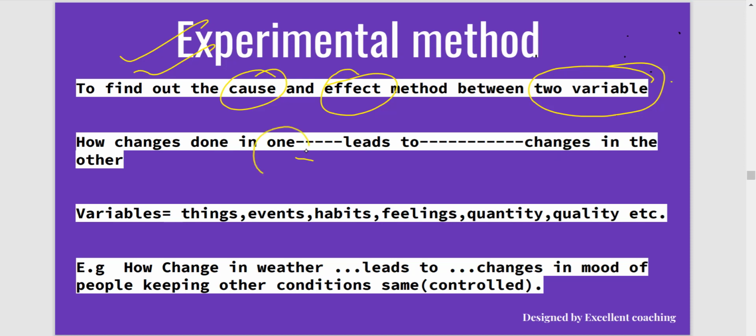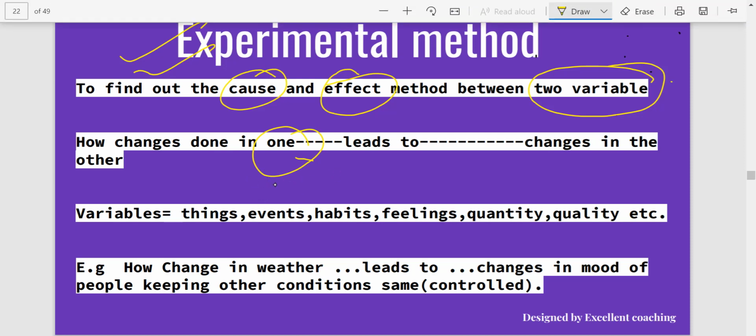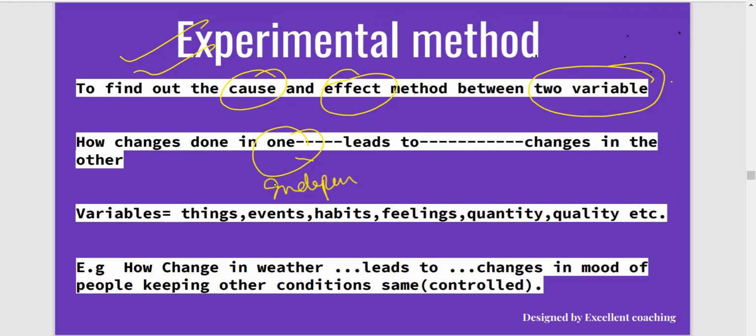And this one I am talking about is the independent variable. So how the change in independent variable leads to the change in dependent variable. So this is the aim of a researcher who is using experimental method. So how this particular cause is leading to this particular effect. So to find out the cause and effect, to find out the changes done in one particular thing leading to changes in another thing.